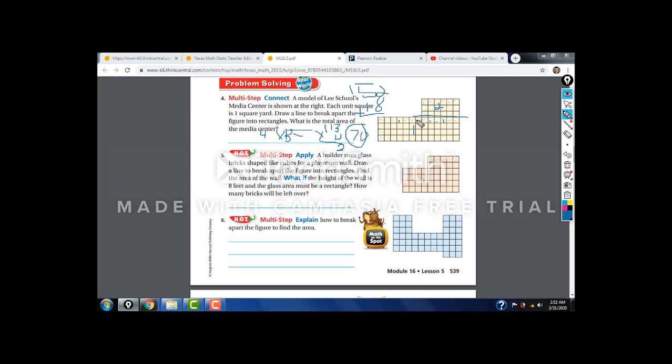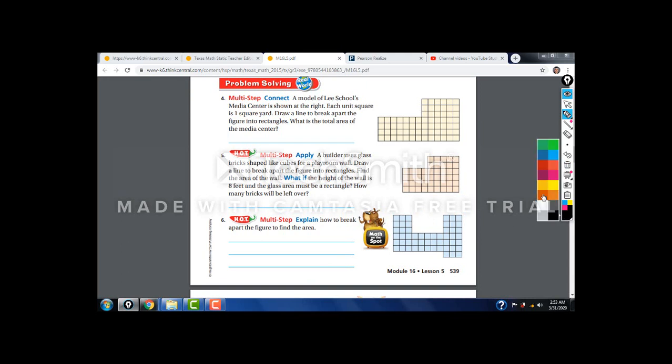And again, your rectangles may be different, but the total area will be 70, no matter how you break it apart into rectangles. Whatever shapes, you could have gone this way too. Okay, answer 70. Next one, multi-step again. Take a quick look at this one.